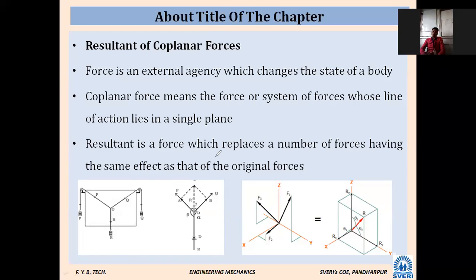Further, coplanar forces. What are coplanar forces? That also we have discussed. So whenever there is a system of forces, remember this word, system of forces, the line of action lies in a single plane. Very good. The line of action of force lies in a single plane. What is an example of a plane?